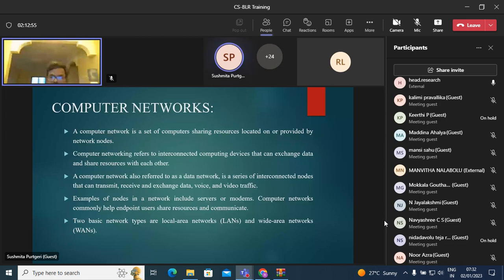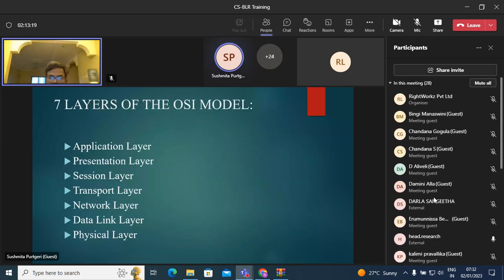Examples of nodes in a network include a server or modems. Computer networks commonly help endpoint users share resources and communicate with each other. And the two basic network types are local area networks and wide area networks. And the second topic is the layers of the OSI model. These are physical layer, data link layer, network layer, transport layer, session layer, presentation layer, and application layer.